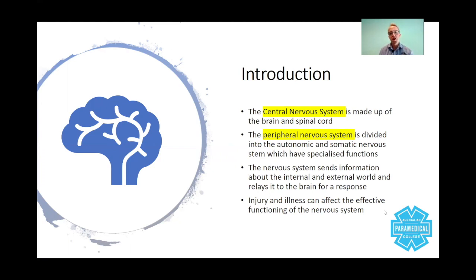And remember what we said, the nervous system sends information about the internal and external world to the brain for a response. Injury and illness can affect the functioning of the nervous system. And as the paramedic, it really is your job to try and work out what is the primary cause of you being called. And is there any nervous system involvement? In other words, has the injury or illness started to affect the nervous system? And the real only way you can determine this is through a thorough history taking, as well as a focused neurological assessment combined with all of your experiences and knowledge around the nervous system.